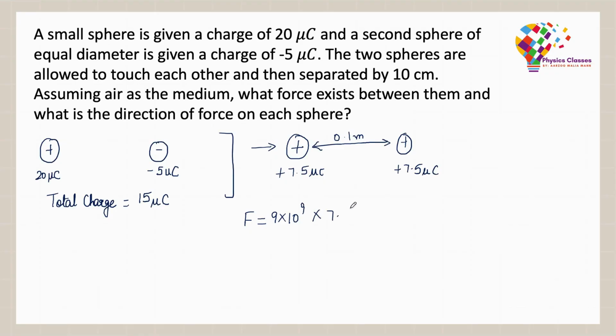If I put this value on the calculator, then my force comes out to be approximately 62 newtons. And this is a repulsive force. As you can see, both of them have a positive charge, so they will repel. If I talk about this charge, it would experience a force towards left. This charge would experience a force towards right, since both of them will try to push each other away.